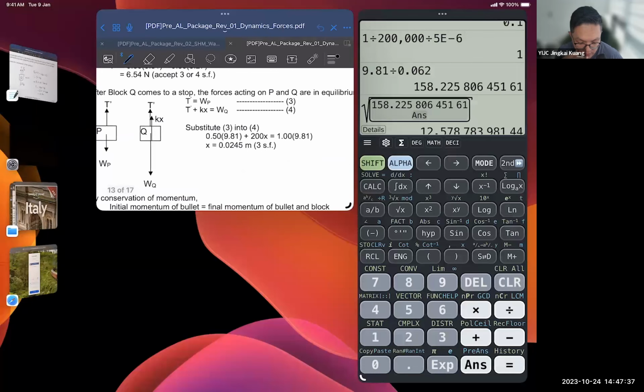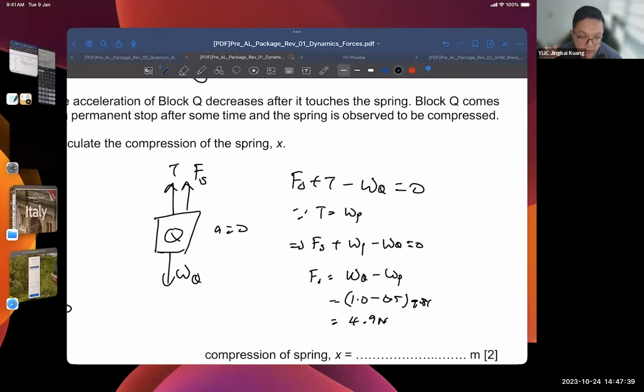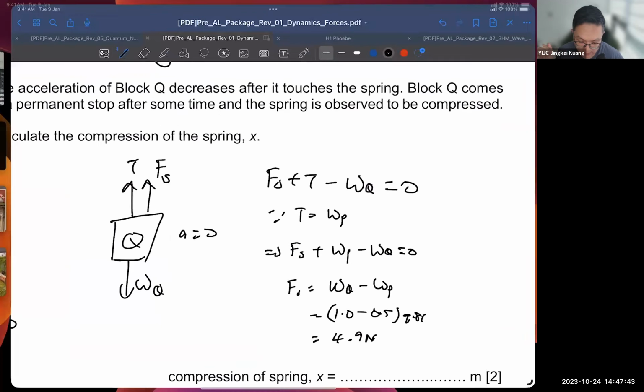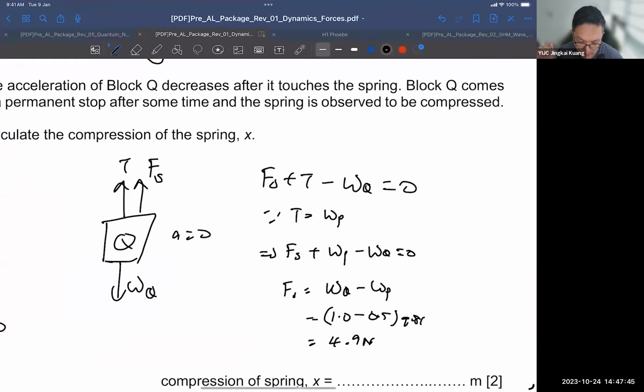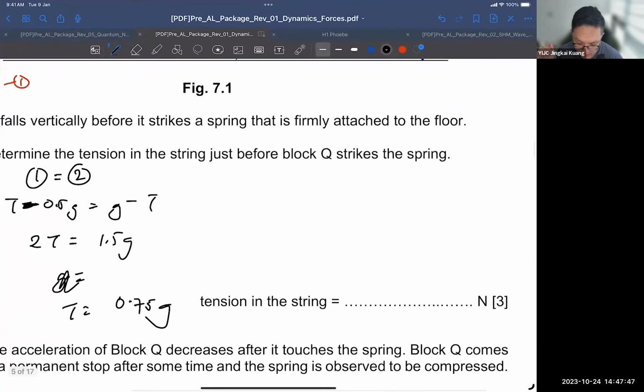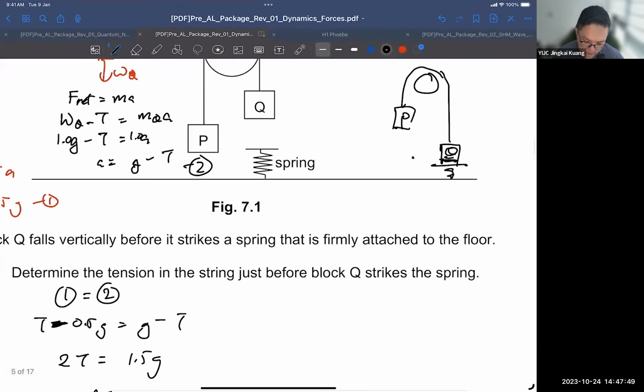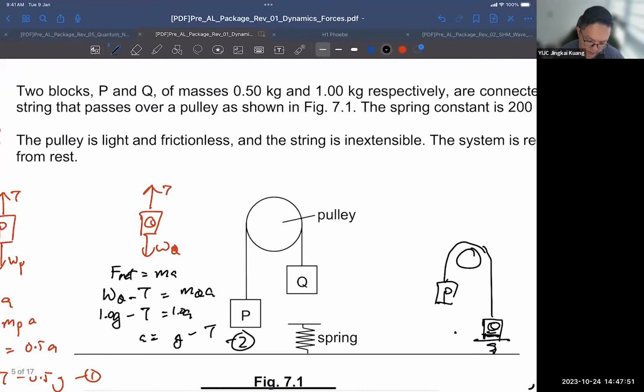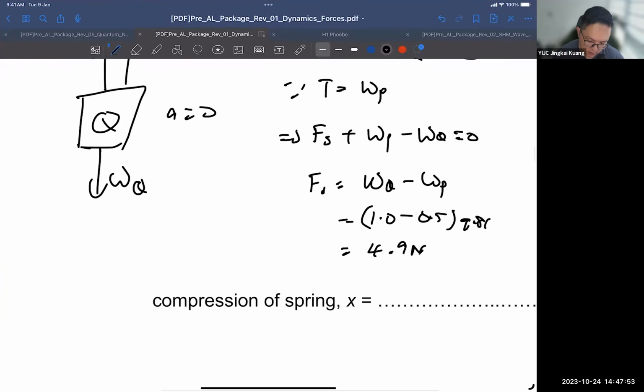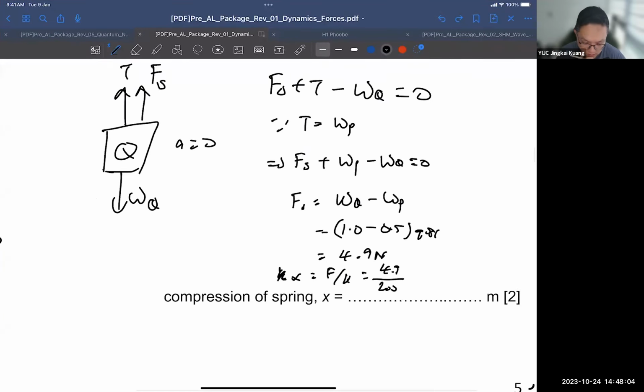Oh, I was supposed to find extension, sorry, compression. So from there, you go and do F equals Kx. Because K is 200 newtons per metre, find x: x equals F over K. So 4.9 over 200. 200, not 2000.